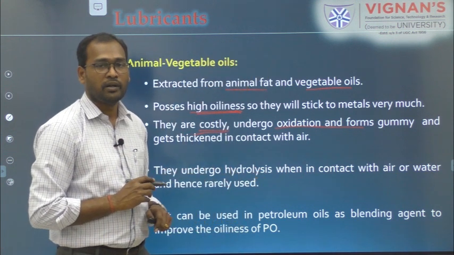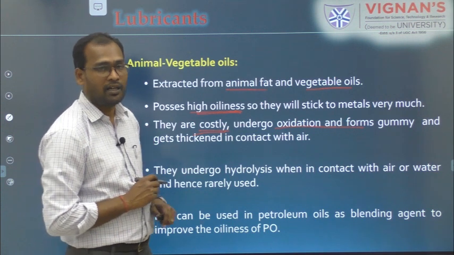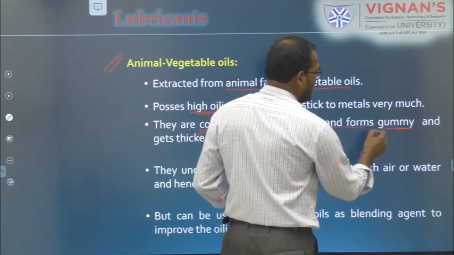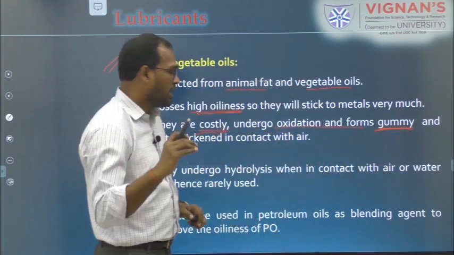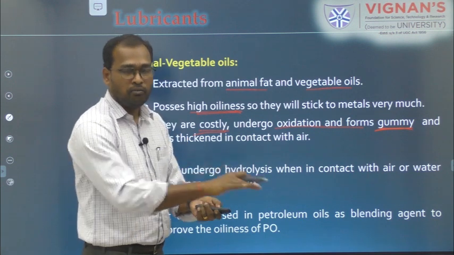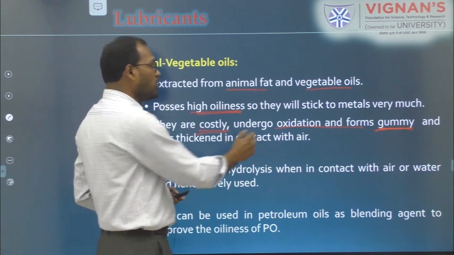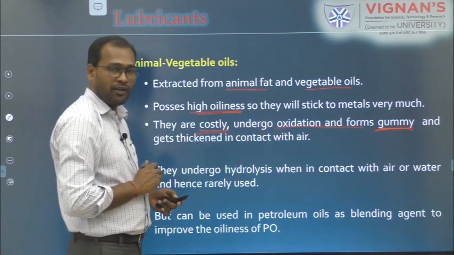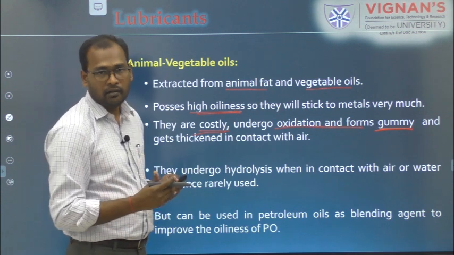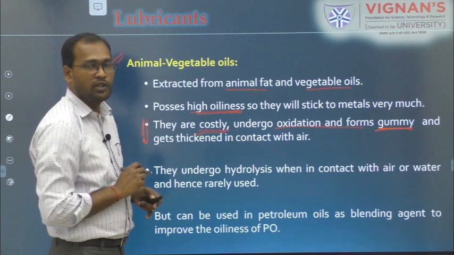So if you see the properties of these liquid lubricants, it should resist oxidation, but here it will undergo oxidation very fast, and it forms a gummy material. It sticks, right, and once it sticks, the movement of the material or the flow will be hindered, okay. So they are costly, they also undergo oxidation and form a gummy material, and they react with water and air, and these are the drawbacks of these animal and vegetable oils.